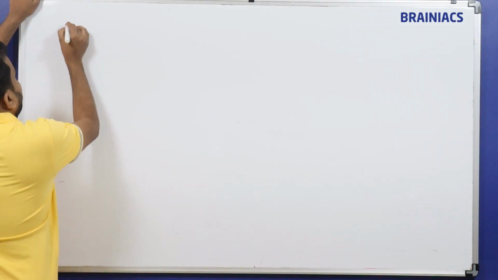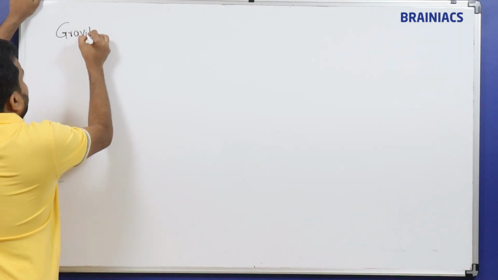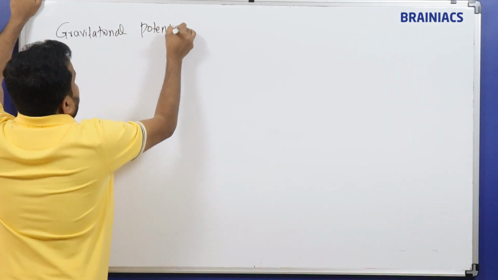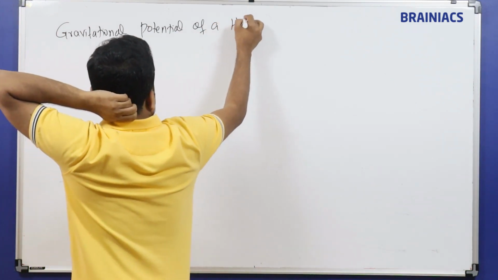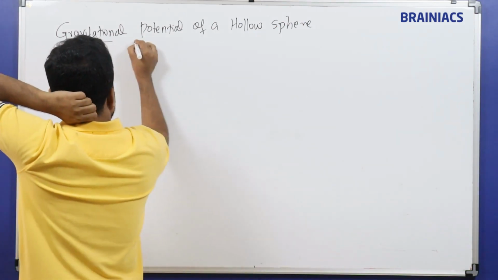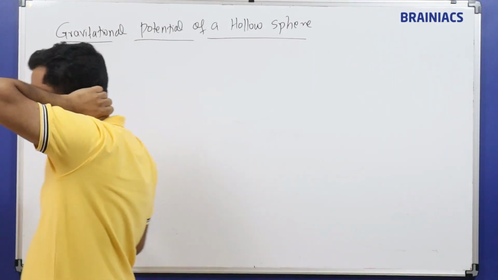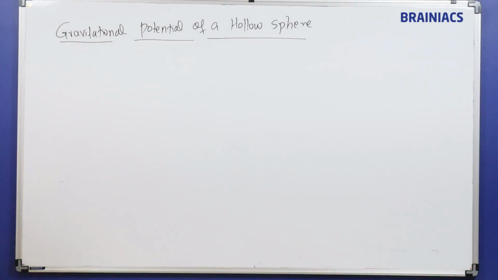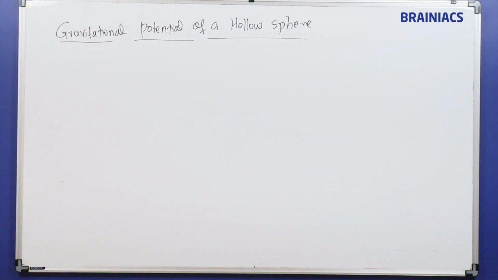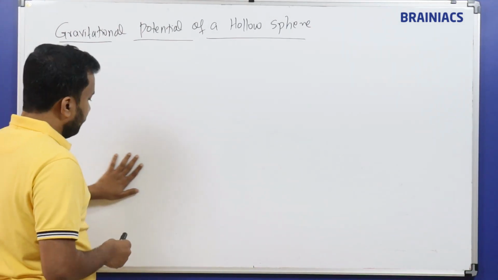Okay, next one, gravitational potential of a hollow sphere. Hollow sphere means we are going to calculate the gravitational potential at various points of a hollow sphere. We already learnt about the gravitational field intensity at various locations of a hollow sphere.